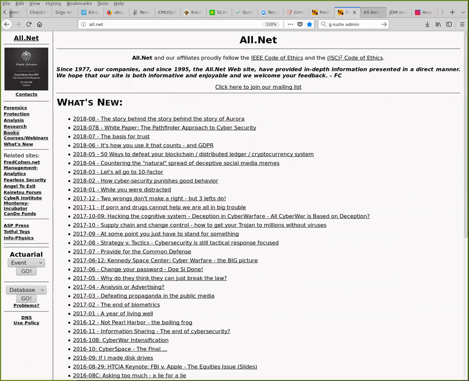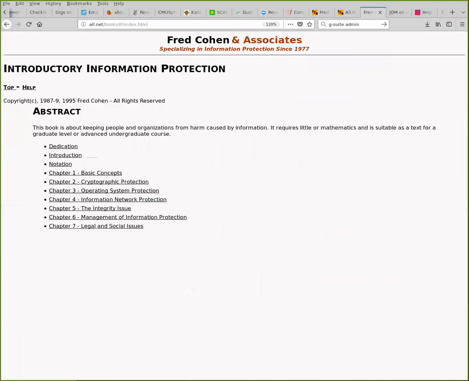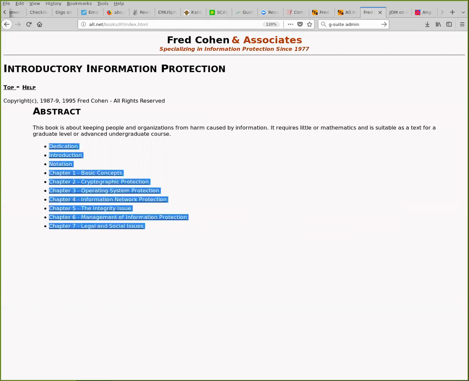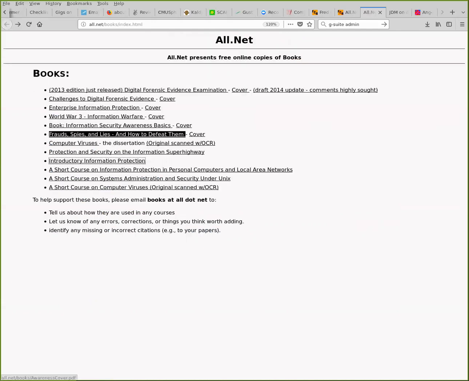So long ago, I started working on information protection. In fact, Introductory Information Protection was written in the 1980s when I was visiting Carnegie Mellon University's Software Engineering Institute. It was a paper to try to identify the curriculum elements and the other information that you would want to teach cybersecurity. From there, I went on to get my PhD with the topic of computer viruses.